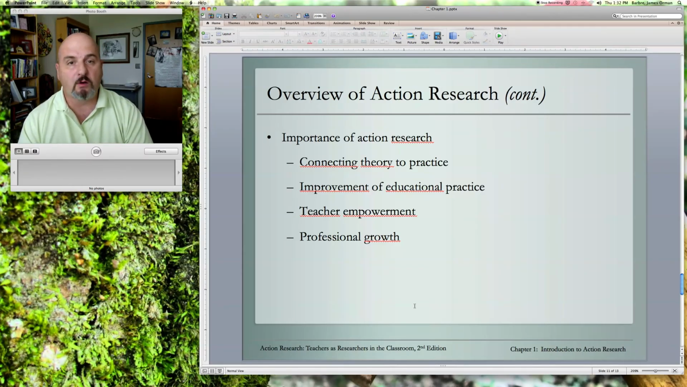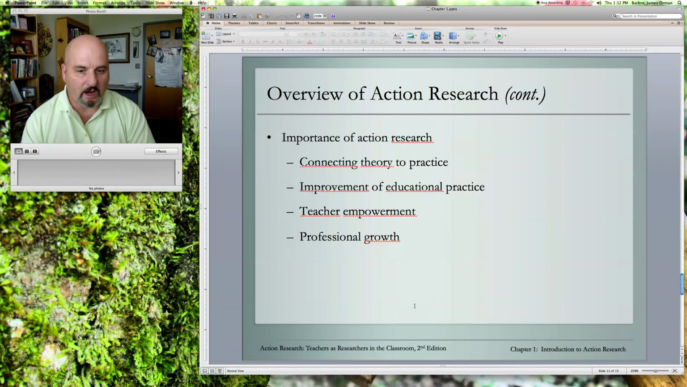It comes from Paulo Freire and his book Pedagogy of the Oppressed, which is a good read. I would suggest it. The improvement of educational practice. We've talked about that. Teacher empowerment. Obviously, you want to be proactive and assertive in your field. You don't want to be strictly on the receiving end of things being dictated to you. So that's a part of this as well. And professional growth.